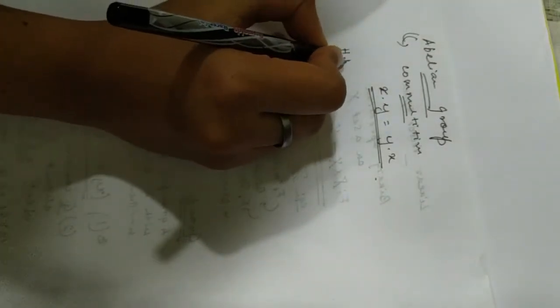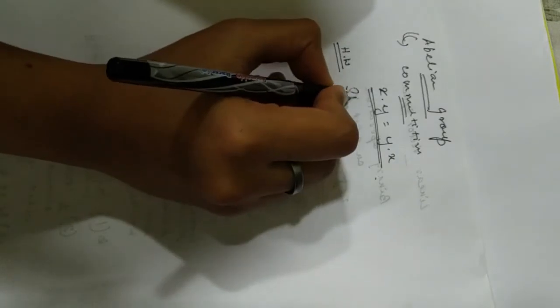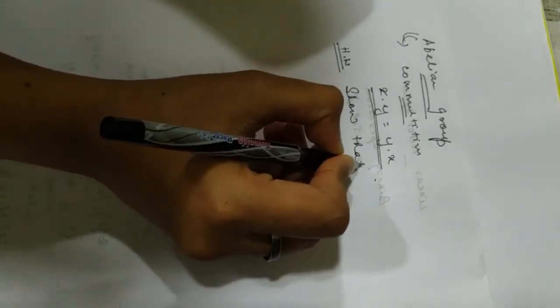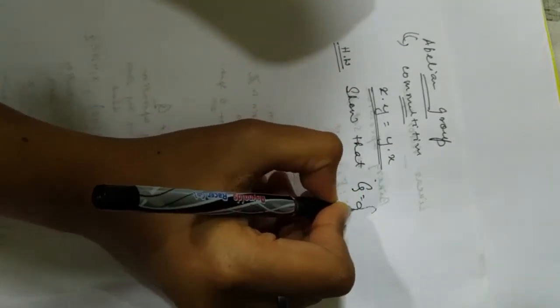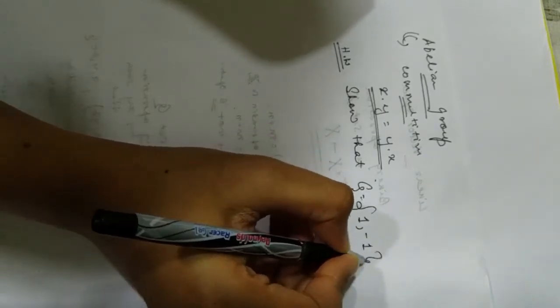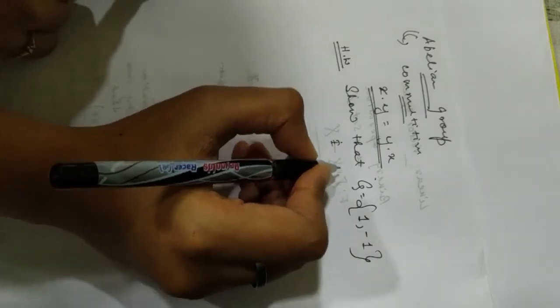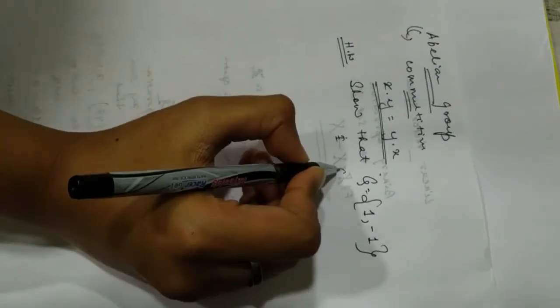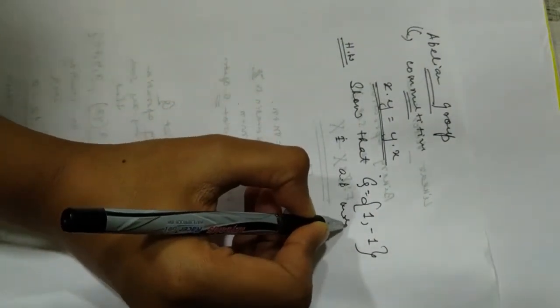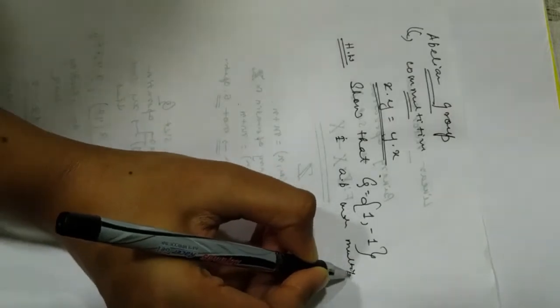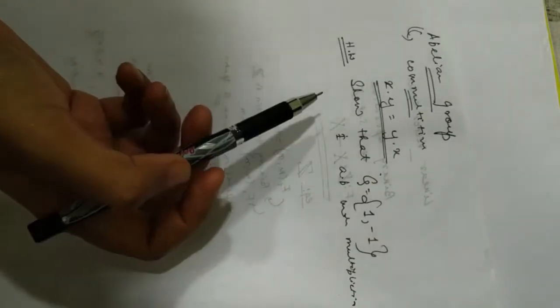Now it's homework to show that the set {1, minus 1} is an abelian group under multiplication, right? It's very easy. It's just that you have to write the four axioms and they easily get proved. So do this as homework, okay?